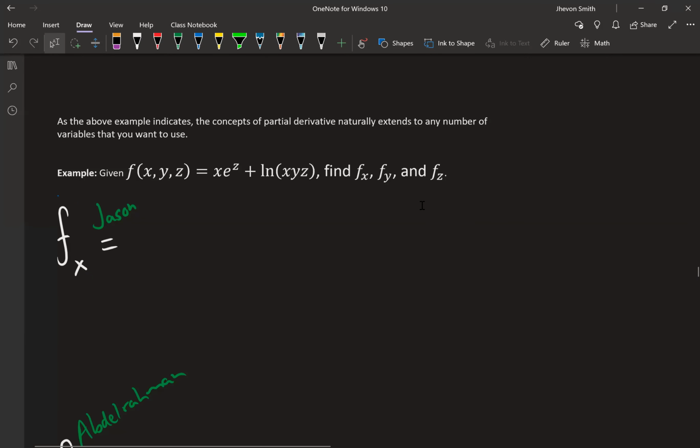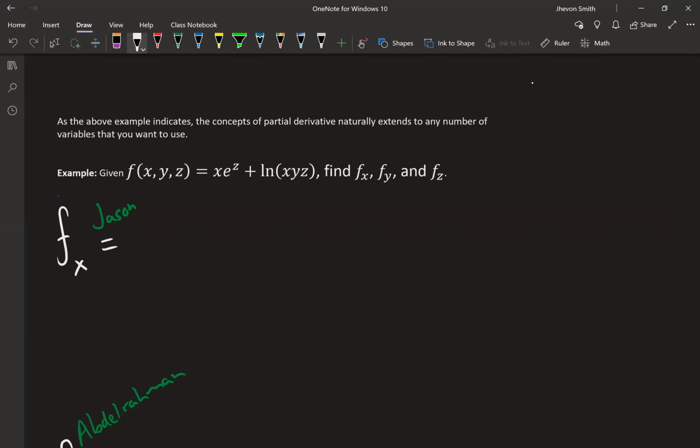Okay, go, Jason. Okay, you're getting me warmed up on this. Are you ready for this? Well, okay, here's the answer for f sub x. As you can see, x e to the z power plus ln of xyz. What you have to do is just take the derivative with respect to x and ignore the y and z and treat them as constants. So what you would do is just take the derivative of the x, think about the product rule, but ignore the z and the y.